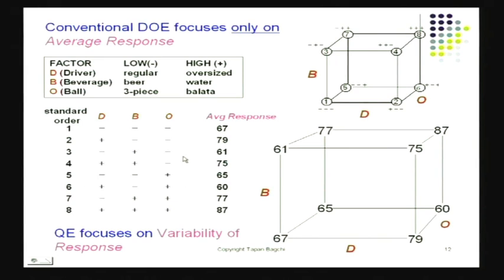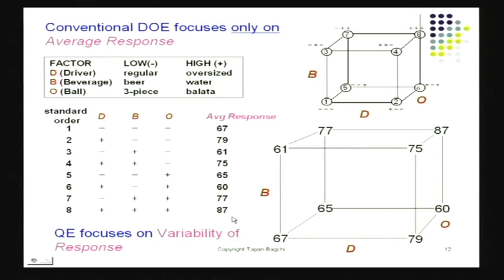What is exactly happening here? Well, the first experiment will be run, or the first game of golf will be played, with the driver that is the regular driver, with a beverage that is your beer, and with a ball that is the three-piece ball. That will be my first game. In the second round that I play, the driver will be changed to oversized. So I've got the oversized driver, the rest stay the same, and I play the game again.